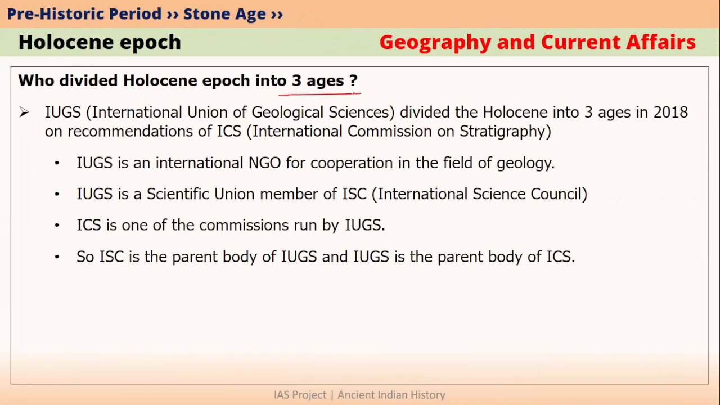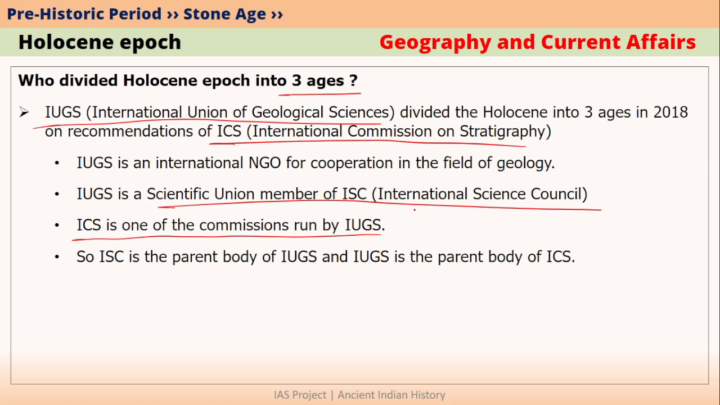Holocene epoch has been divided into three ages by IUGS, that is nothing but International Union of Geological Sciences. And IUGS divided the Holocene epoch into three ages based on the recommendations of ICS, that is International Commission on Stratigraphy. ICS is nothing but one of the commissions run by IUGS. And IUGS is basically a scientific union member of ISC, that is International Science Council. So we can say that International Science Council is the parent body of International Union of Geological Sciences. And International Union of Geological Sciences is the parent body of International Commission on Stratigraphy.